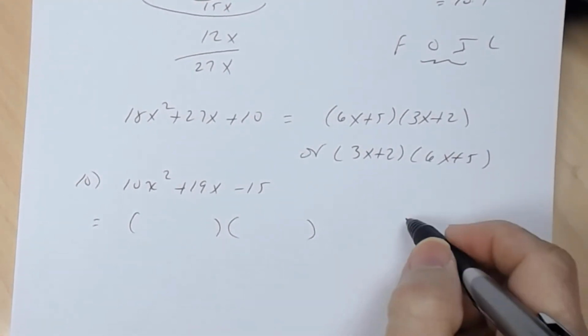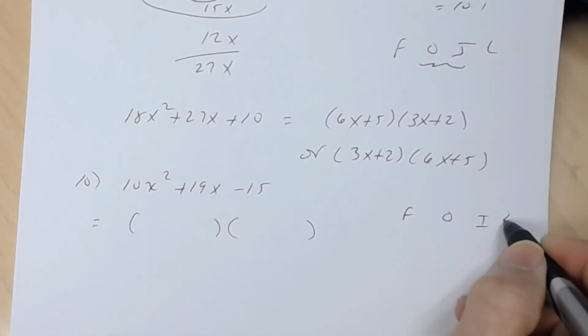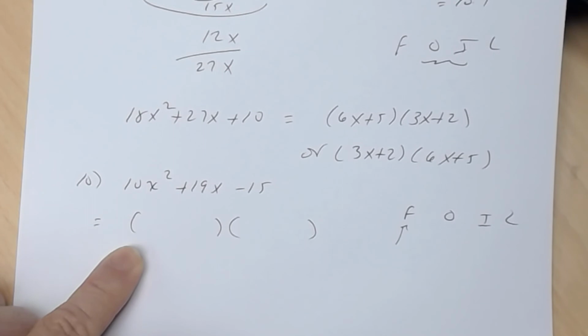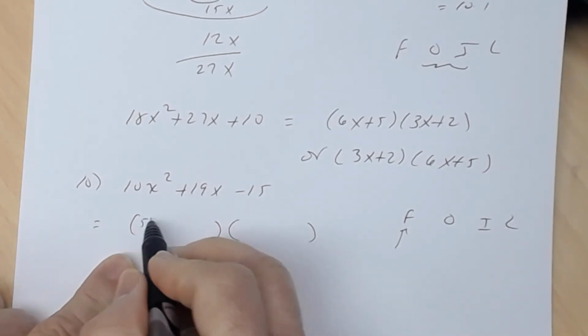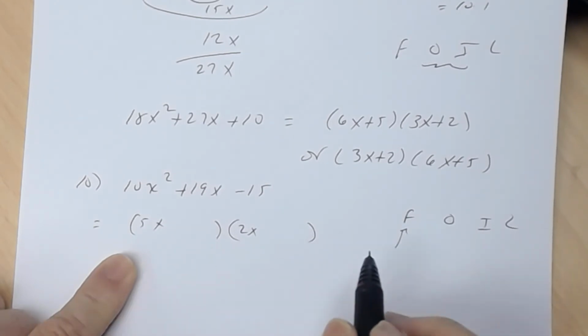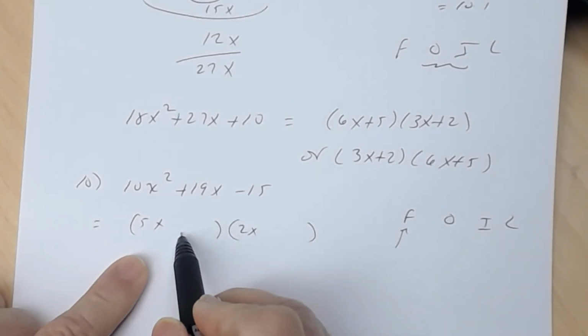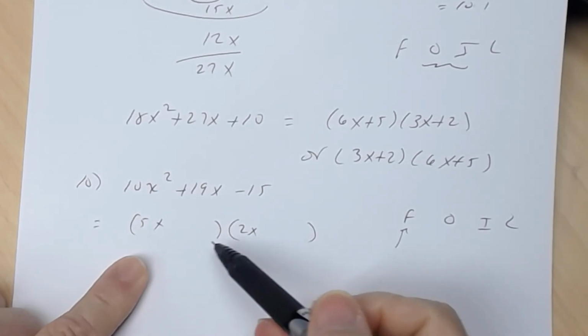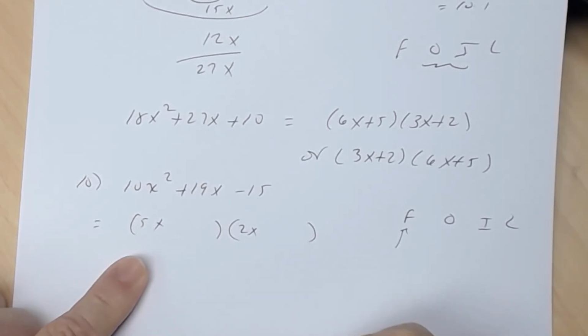Okay, so remember, we're doing reverse FOIL. So we do the F first. I want two factors whose product is 10x squared. So let's try 5x and 2x. So 5x times 2x is 10x squared. All right, the last sign's negative, so that means the signs are going to be different. So let's do that at the end. Since the signs are different, we're going to put those in the end.